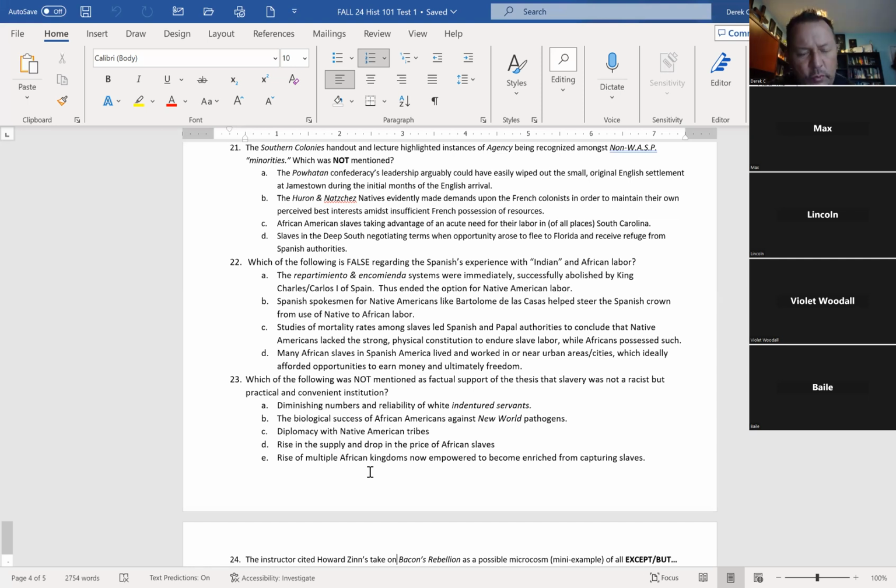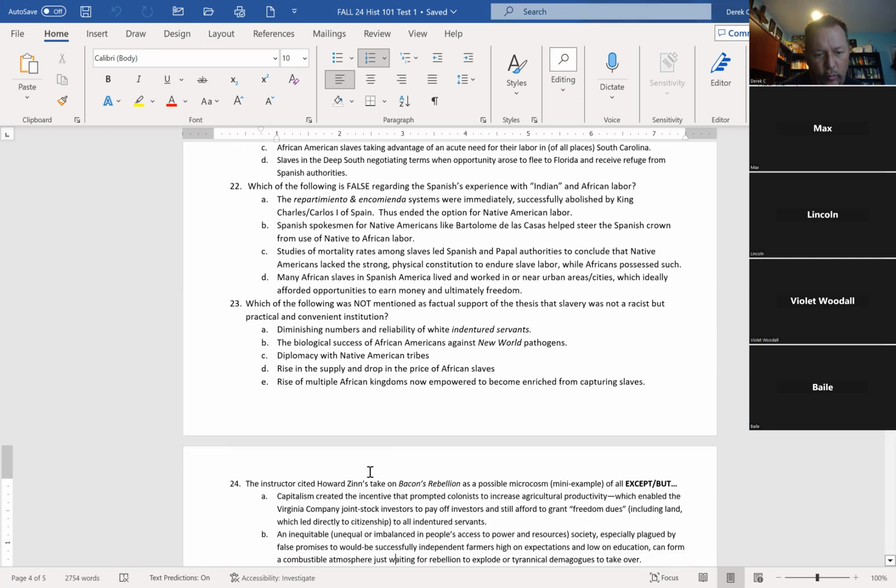And I don't like this one either, because technically C is true. Diplomacy with Native Americans and making treaties with them did get in the way of the English authorities wanting to use natives as servile labor, but it's not mentioned in the section. That's like a whole other rabbit hole to go into that I chose not to. So because it's not mentioned in the section, then that technically is the one you should choose. But again, I need my wrong answers to be more wrong.